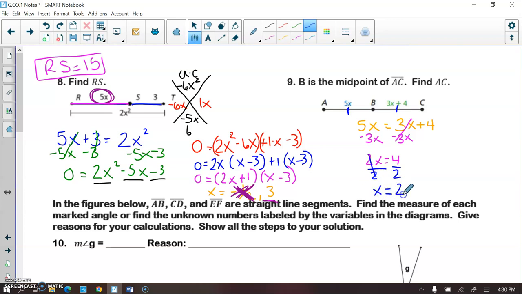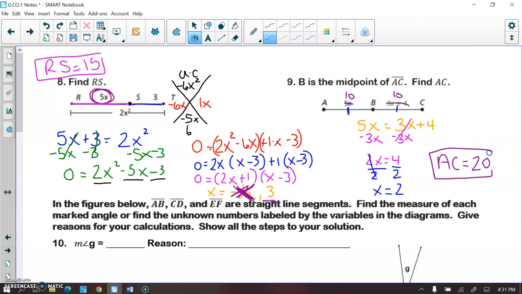But then it says we want to find segment AC. So I need to put 2 in for x into the 5x. 5x times 2 is 10. And so then 3 times 2 is 6, plus 4 is also 10. So that would mean all of segment AC would be 10 plus 10, which is 20.